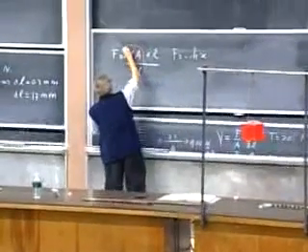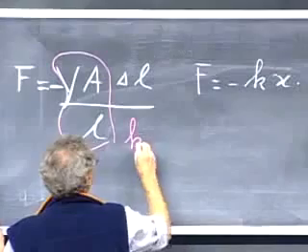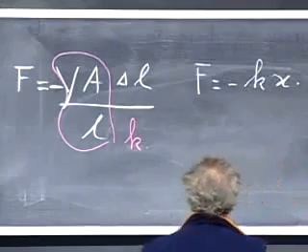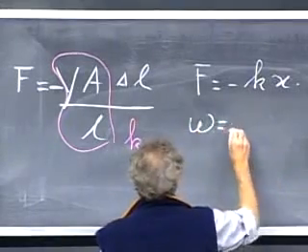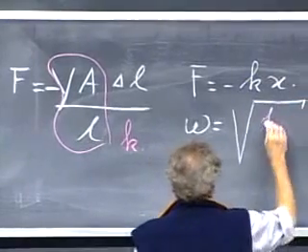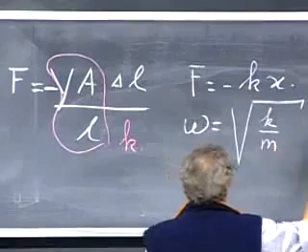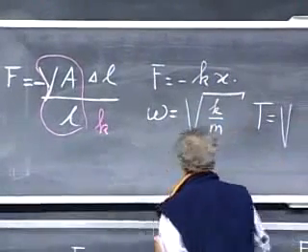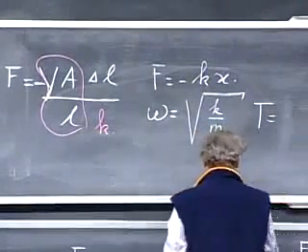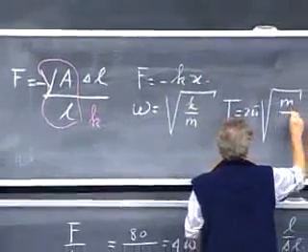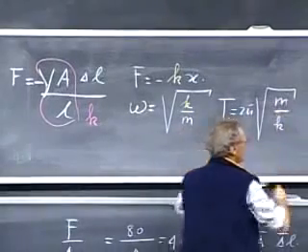And this now is our k, and delta L is our x. And so you can predict that it will start to oscillate with an angular frequency of omega equals the square root of k divided by m, and with a period which is 2 pi times the square root of m over k, and m is now the mass that I'm hanging here.